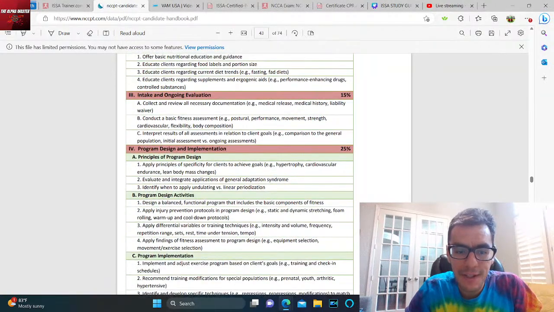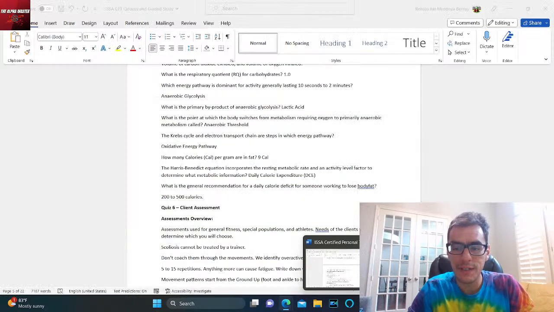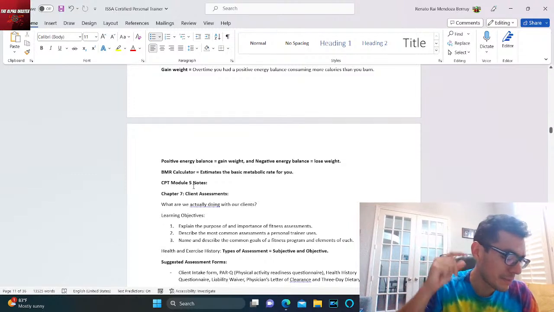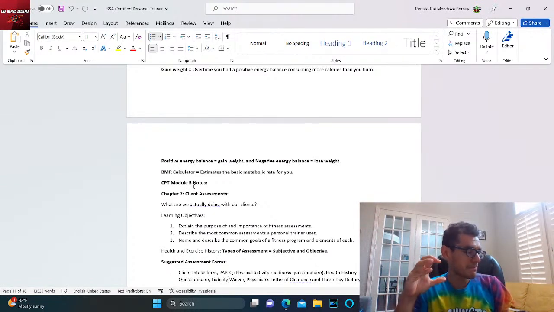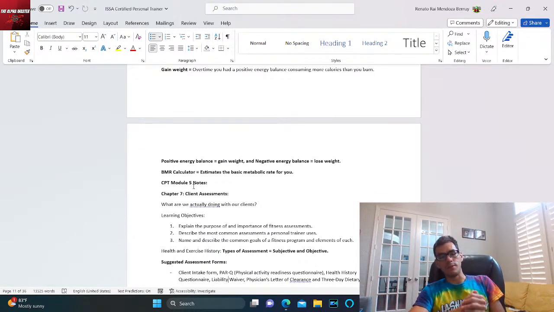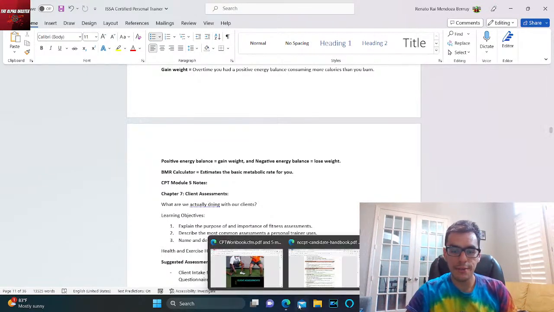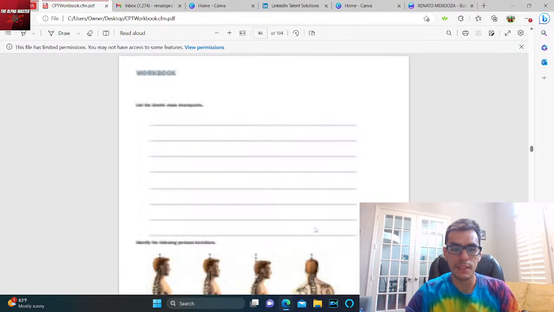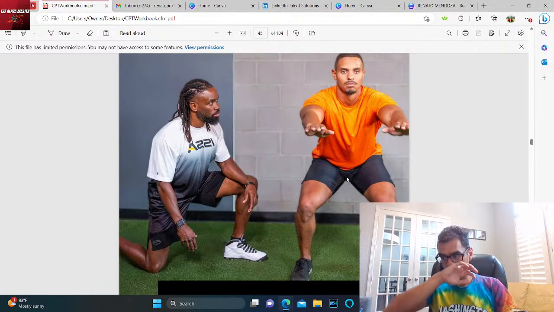So we're going to get started with client assessments, which is chapter 7. These 3 chapters are together, part of module 5: client assessment, elements of fitness, and principles of program design. We are going to first go over the terms for each of them, and after we finish each chapter, we're going to go over the workbook part for that chapter, and after all of that, we're going to go over the quiz. That's what we're going to do today.